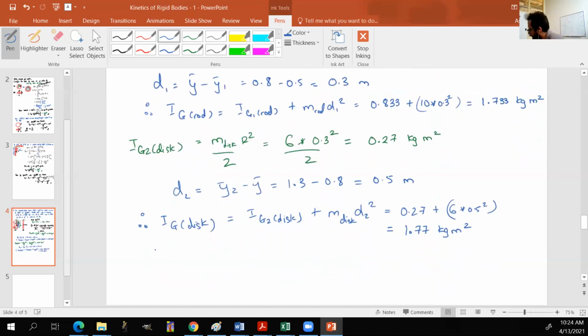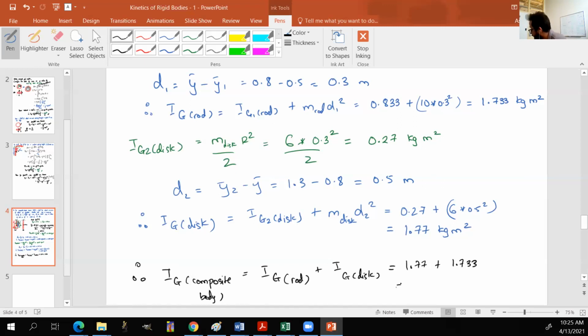All right, therefore, the mass moment of inertia of your composite body is just equal to the moment of inertia about that same point of your rod plus the moment of inertia about that same point for the disk, which is equal to 1.77 plus 1.733, which is equal to 3.503 kilogram meter squared.